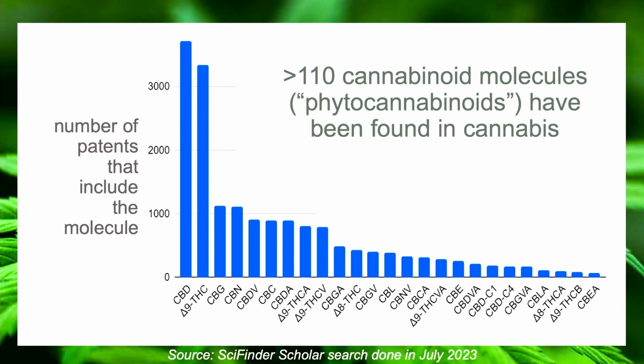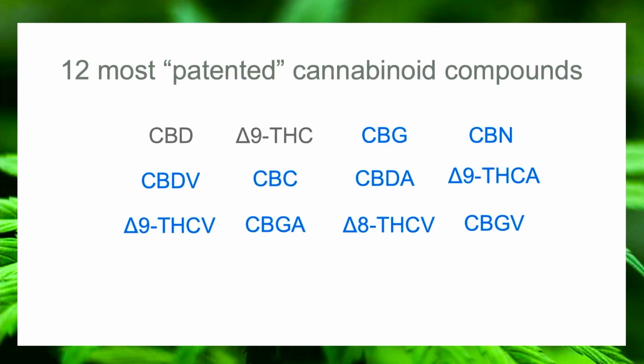So as you can see, after those two, CBG, CBN, CBDV are the acronyms that come up next, and there's a few others that appear in hundreds of patents, which is, for compounds that are not approved drugs, also quite a large presence in the patent literature. These are the 12 most patented cannabinoids.